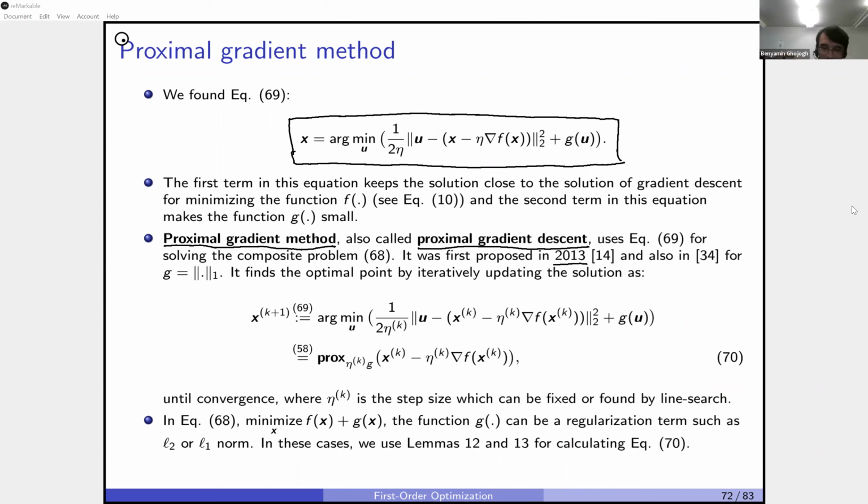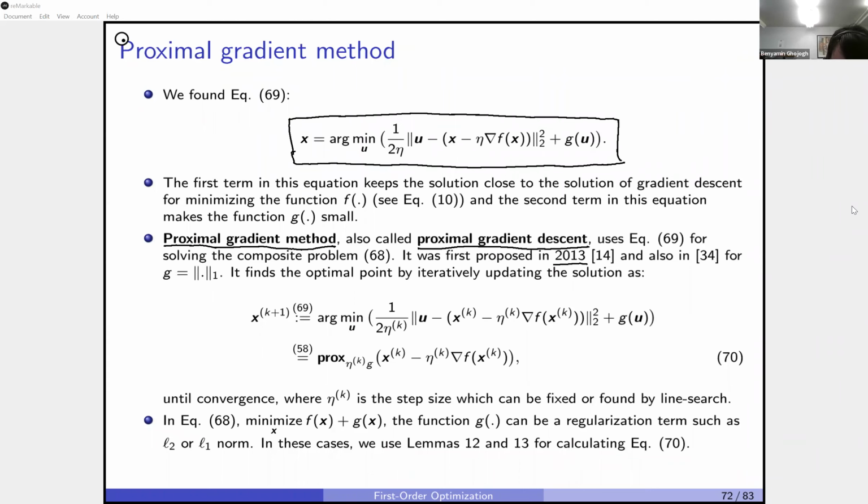By the way, Boyd, whom I introduced to you in this course initially, at Stanford University, has worked on proximal algorithms a lot. He has a famous paper on proximal mapping. Now, the proximal gradient method or proximal gradient descent. This is the algorithm which we proved in the previous slide.